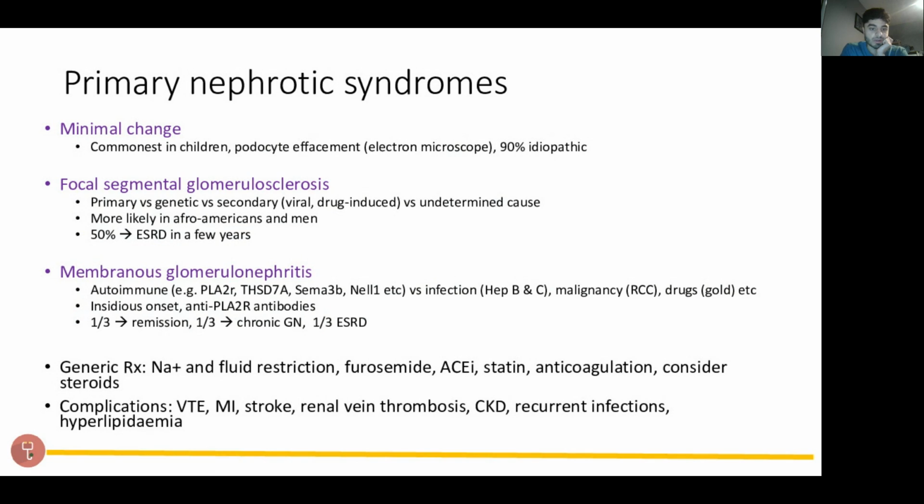Complications we've spoken about earlier, but they are venous thromboembolisms, MIs, strokes, renal vein thrombosis, CKD, recurrent infections, hyperlipidemia. So you're getting venous and arterial clots, as they become very hypercoagulable. Okay.